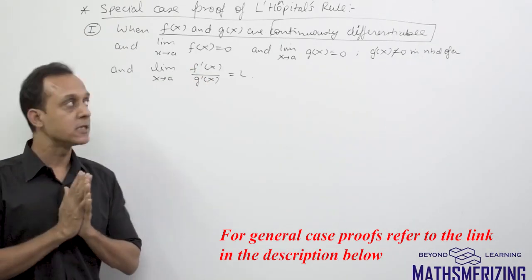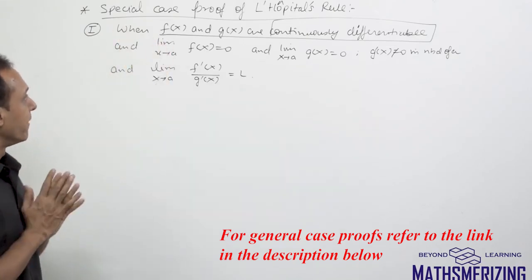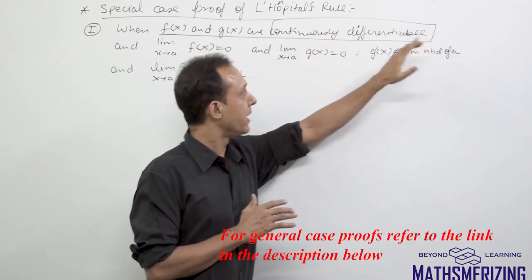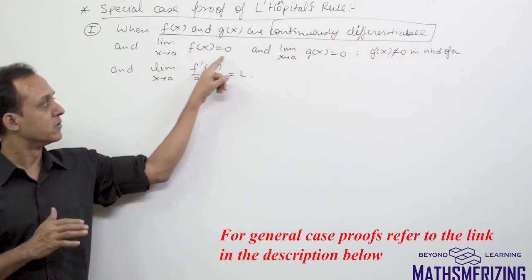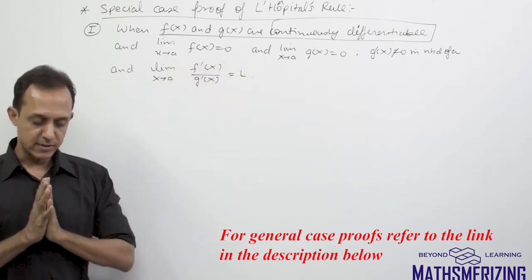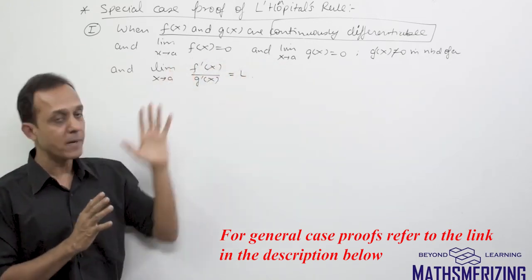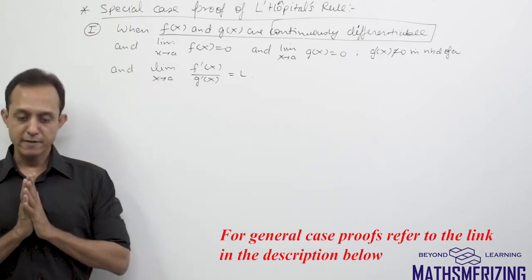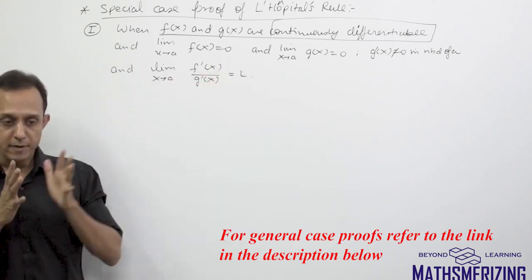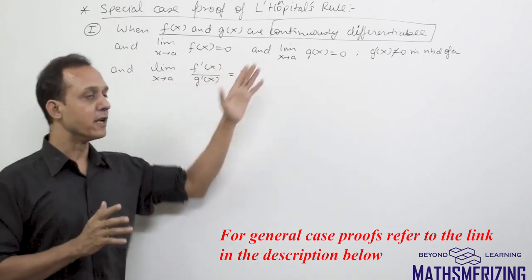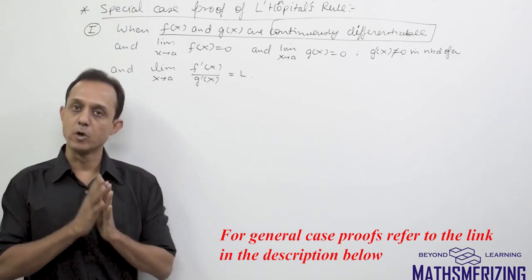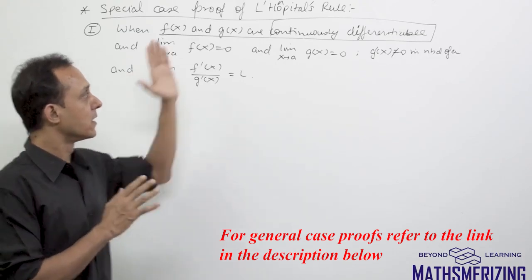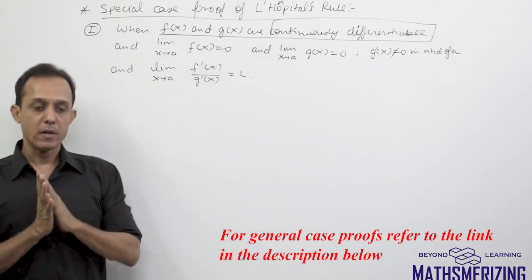Now we'll consider a special case proof of L'Hopital's rule, and we are considering the case when fx and gx are continuously differentiable functions and limit x tends to a fx is 0 and limit x tends to a gx is 0. Now why are we discussing this special case proof? We are discussing it because at our level, when we deal with L'Hopital's rule, we mostly deal with functions which are continuously differentiable. Say for example, polynomial functions, trigonometric functions, exponential functions, logarithm functions. All these are examples of continuously differentiable functions. So let us get on with the proof.